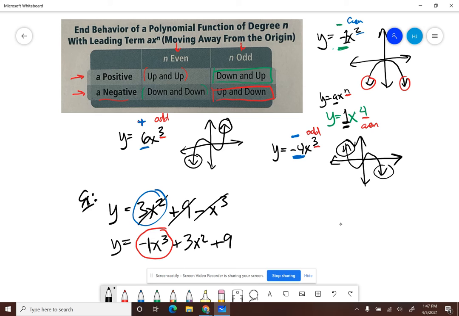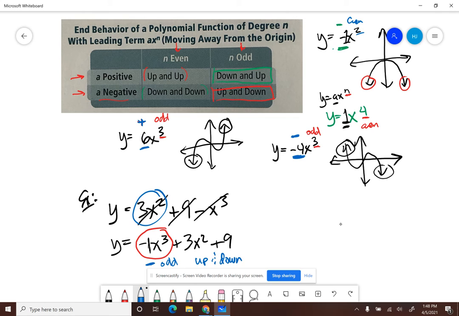So you will note that I have a negative a term, and I have an odd exponent, okay? So again, going to our table, negative and odd, that means this graph is going to be up and down, okay? So that's actually what you would have for your answer.